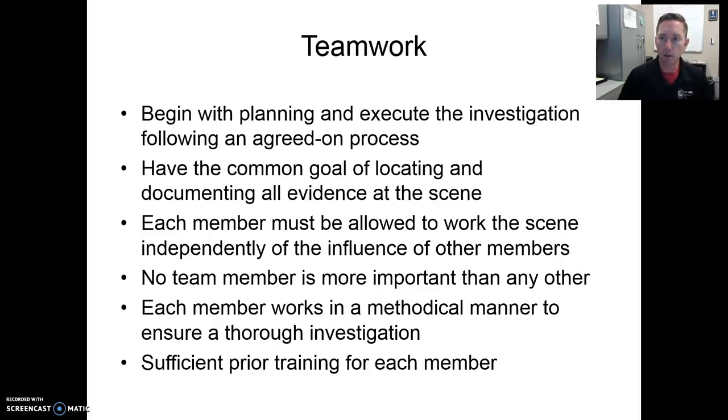Big thing, teamwork. We don't work in a void, we don't work in a vacuum. It's not like on TV where the folks go to the crime scene and they're there all by themselves, talking to themselves and talking to the evidence. No, we go in there as a team, and as a team we work together.